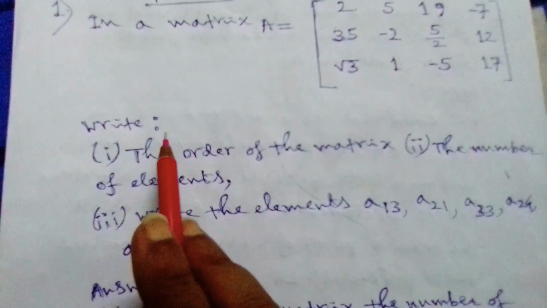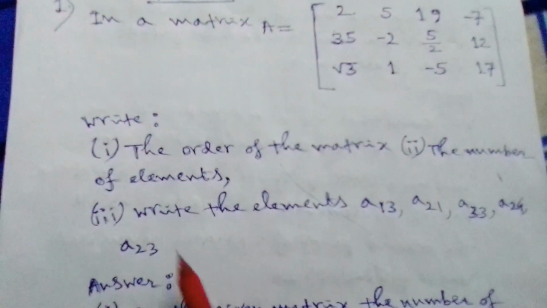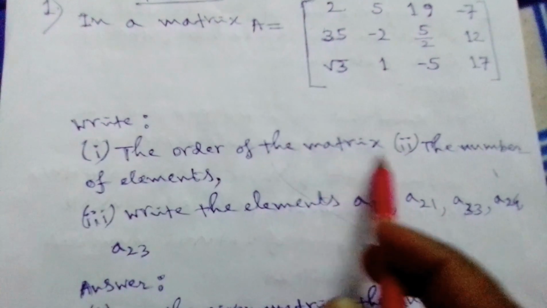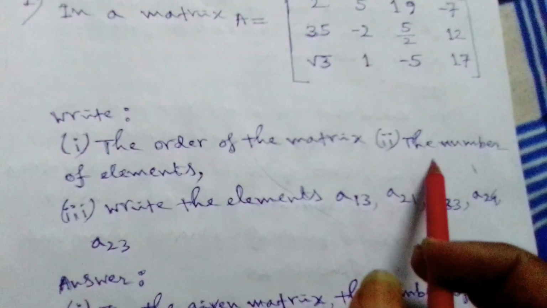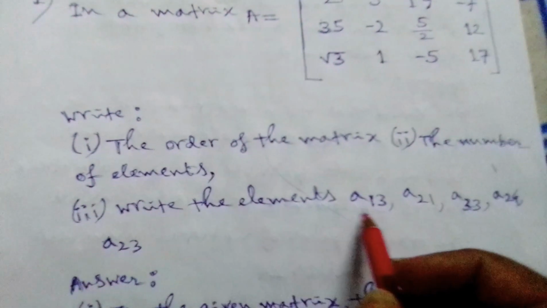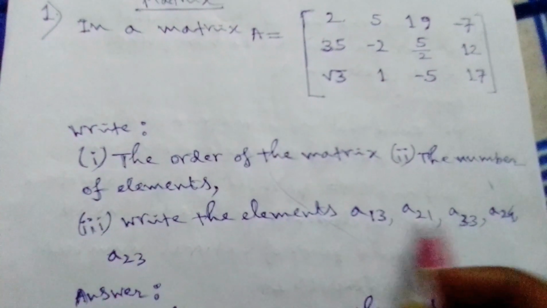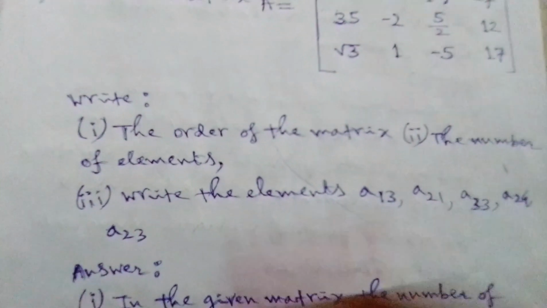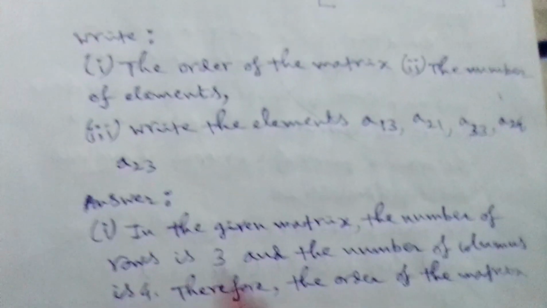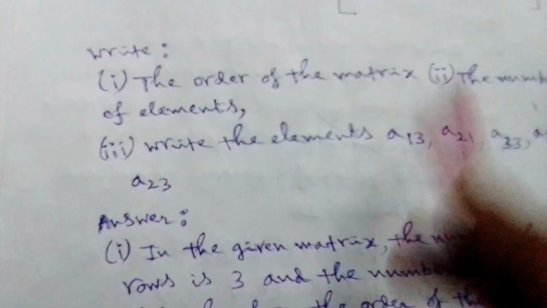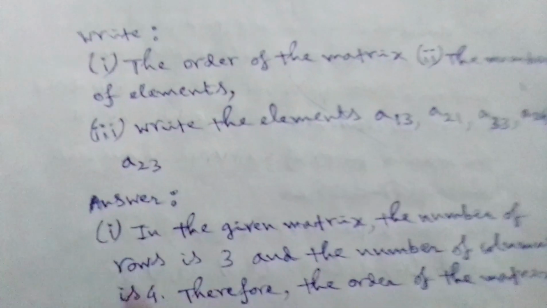And now we consider the question: find the order of the matrix, the number of elements of the matrix, and write the elements like A13, A21, A32, A24 and A23. This is the first question, and let's see how to proceed. Let's watch and consider the answer.